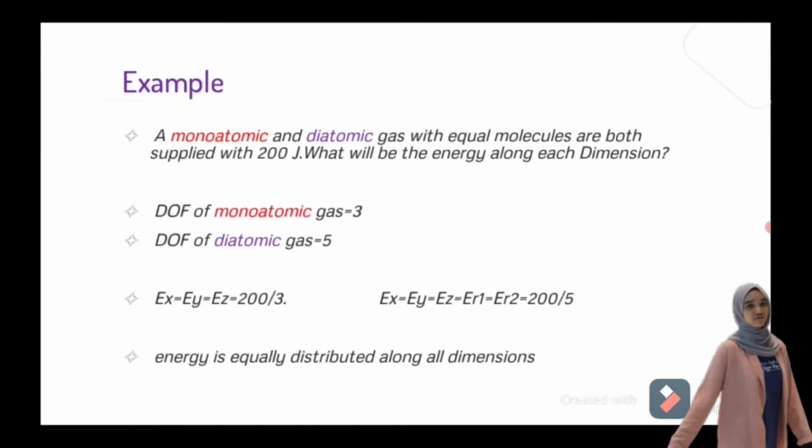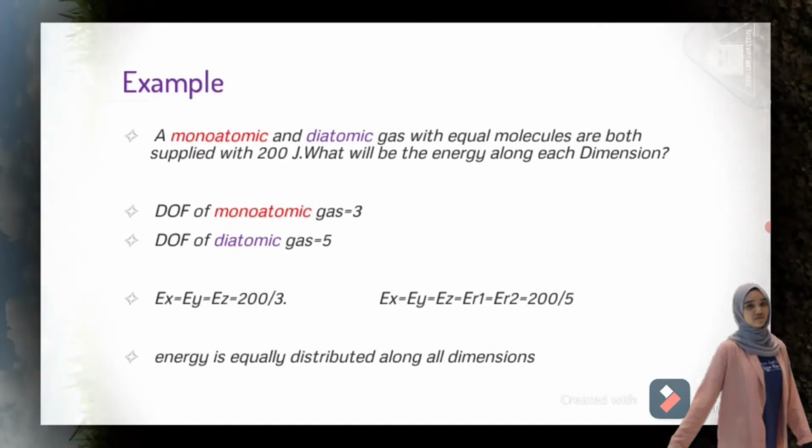As we already know, the degree of freedom of monoatomic gas is 3, while for diatomic gas it is 5, because the translational kinetic energy has 3 and the rotational kinetic energy has 2. Therefore, the total is 5. We know that energy is equally distributed along all the dimensions. So, we can simply divide 200 by 3 for monoatomic and 200 by 5 for diatomic. So, we can get the energy for each dimension.